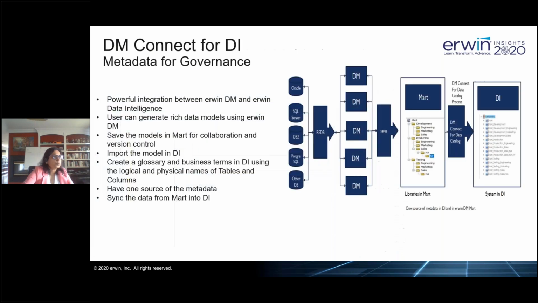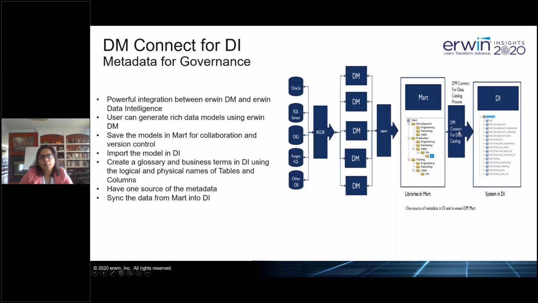Let's move on to the next slide, DM Connect for DI. DM Connect for DI is, as I said, a new release that came in R2, DM 2020 R2. I'm going to be quick because I have to do the demo. Here, what you are doing is reverse engineering all your different sources, SQL, Oracle, all that, into DM, okay? And then once you save that, you are pushing that into the workgroup library, the central repository.